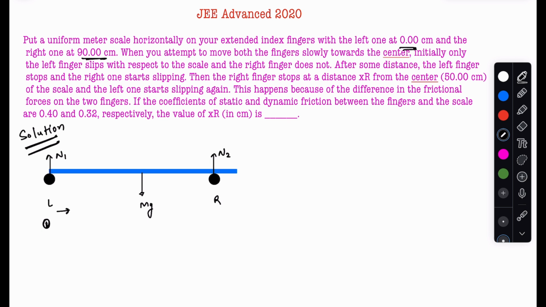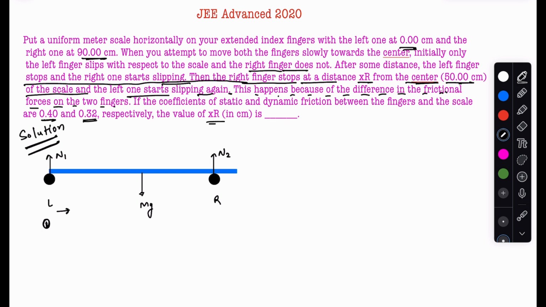Then they are saying that with respect to the scale the right finger does not slide, and after some distance the left finger stops and the right one starts sliding. Then the right finger stops at a distance xr from the center, 50 centimeter of the scale, and the left one starts slipping again. This happens because of the difference in the frictional forces. If the coefficients of kinetic and static friction are given, what is the value of xr?